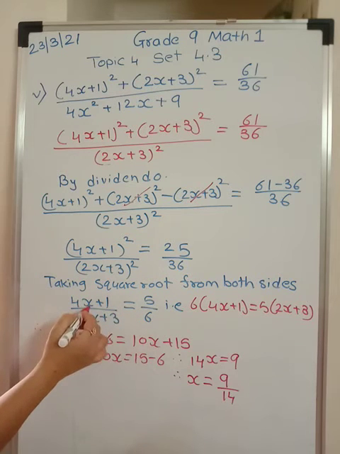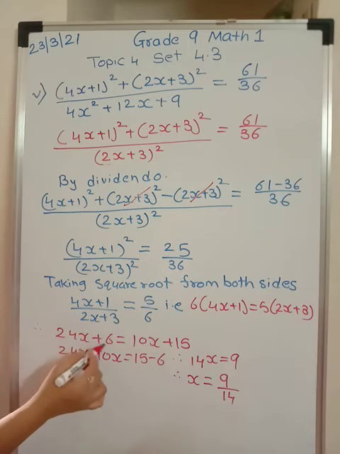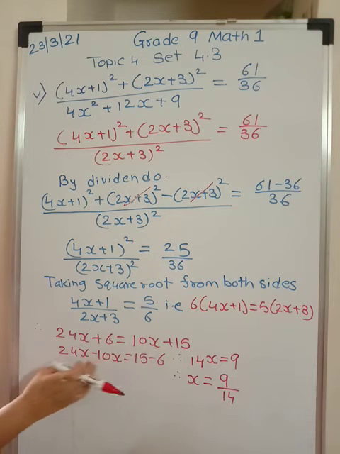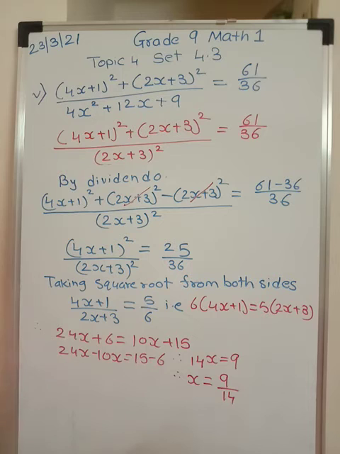So 6 into 4x plus 1 is equal to 5 into 2x plus 3. So you get 24x plus 6 is equal to 5 2s are 10x plus 15. So taking all x terms together, finally we get 14x is equal to 9, and you get x is equal to 9 by 14. Okay.